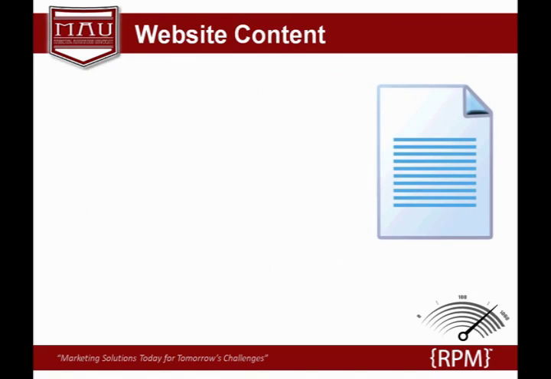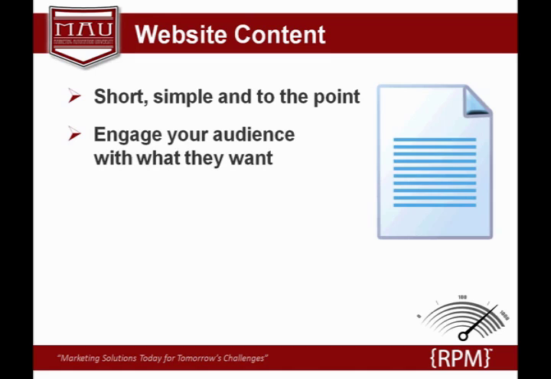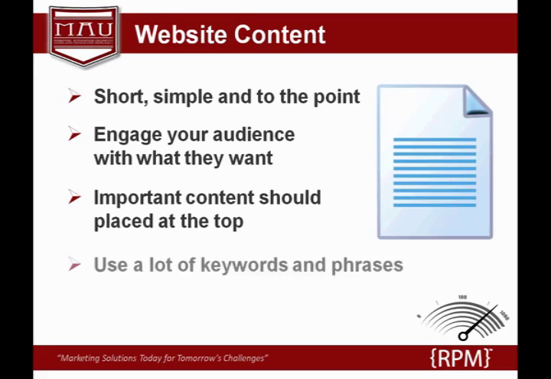Okay, let's talk about website content. You want to try to avoid flowery, unnecessary text. People want information quickly, so keep your content short, simple, and to the point. And you want to provide your audience with information that they want and use lots of keywords for SEO. Always proofread and spell check. You'll be amazed at what misspellings and poor grammar can do to your brand and credibility.